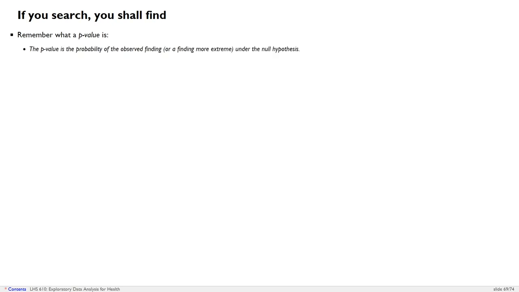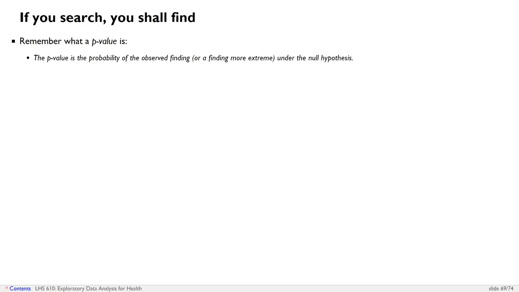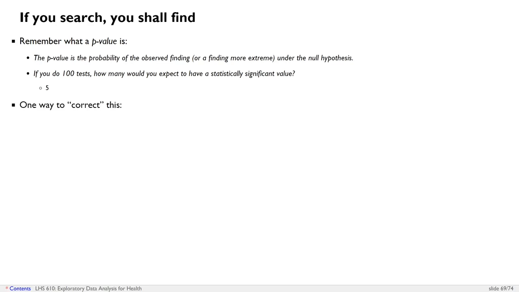So remember what a p-value is. A p-value is the probability of an observed finding or something more extreme under the null hypothesis. So if you do 100 tests on random numbers, you'll find five that have a p-value of approximately 5% or less.